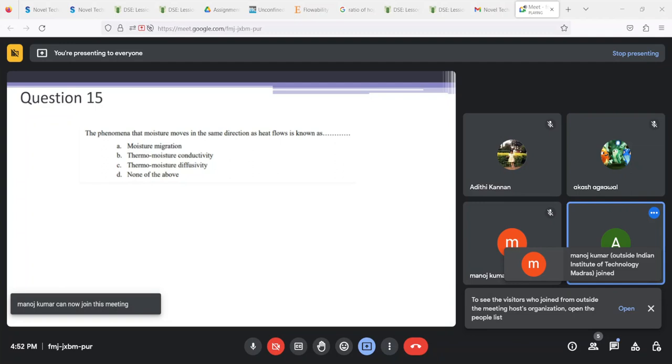No, it's not moisture migration, because moisture migration need not necessarily be linked to the direction of the heat flow. It is the thermo-moisture conductivity concept, where your moisture moves in the same direction as your heat flow. That is known as thermo-moisture conductivity. We will discuss more in the coming questions as to why you have this moisture migration with the heat flow. So in this particular question, the answer is option B. We will look into it in a little more detail in the coming questions.